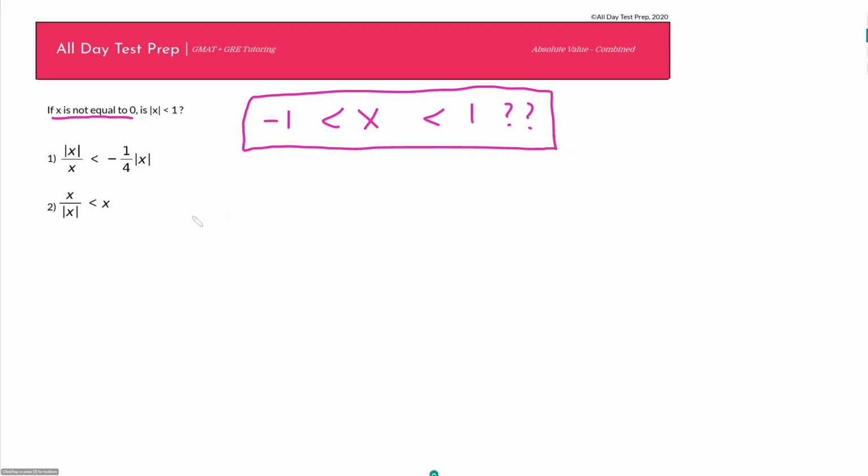But then I look at my statements, and once again, I am sad, because it looks like we have absolute value expressions in both of our statements. So statement 1 says the absolute value of x over x is less than -1/4 times the absolute value of x. So is there anything I can do here to simplify this statement?